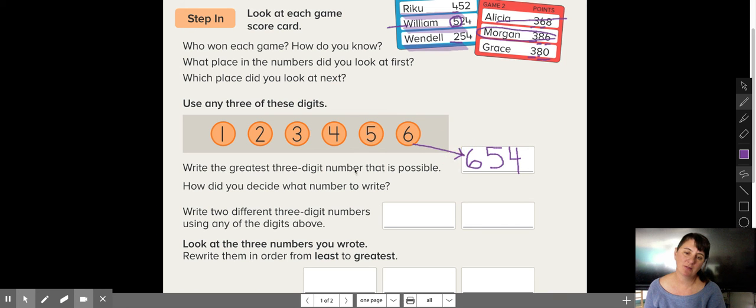I decided what numbers to write because I know that if I put a 6 in the hundreds place, that is definitely going to have the most hundreds. And then the next largest number is 5. So I put that in the tens. And then the next largest number is 4. That is the largest possible number that we can make there.